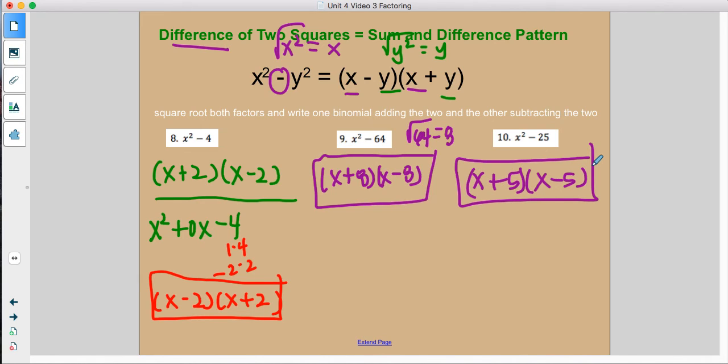If you feel like you might need a break, now might be a really good time to pause it and take a break, because then we're going to move on to our general trinomials, and that's with the number in front of x squared.